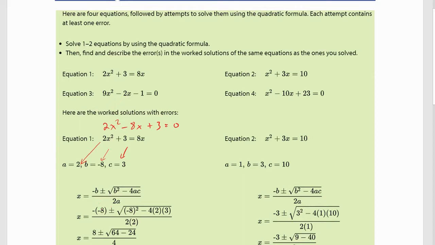So B was -8. That's good. Plus or minus the square root of B squared minus 4AC. That's good. So we got A and C there, all over 2 times A. That's good as well. They get 64 from -8 squared. -4 times 2 is -8. -8 times 3 is -24. You subtract those, and the +8 is good. 64 minus 24 is 40. 2 times 2 is 4. So it looks like these are all good.